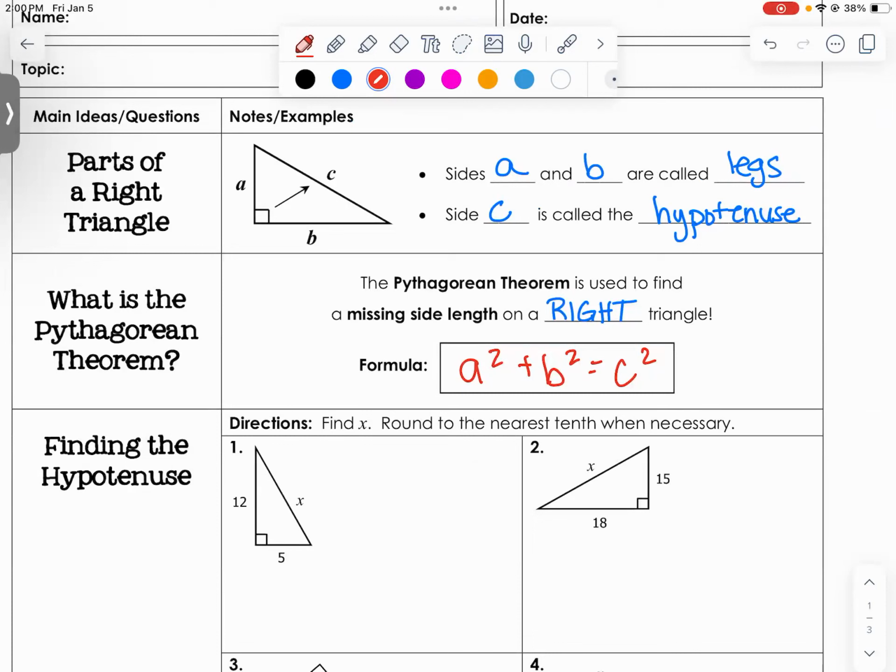Okay, Ian. A and B are what? Legs. C, Kari, is the what? Hypotenuse. Okay. The biggest thing we need to make sure we do with this formula is the hypotenuse is always the loner.